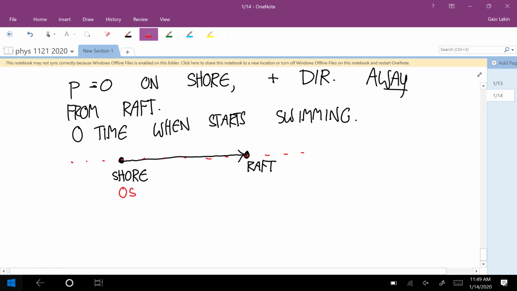And what's the position of the swimmer at the shore? 0. And we chose this as our 0 position, and we chose this as our positive direction. When the swimmer gets to the raft, the time is 120 seconds. And what's the position? Yep, the distance is 50, and then it's in the negative direction, so this is negative 50 meters.